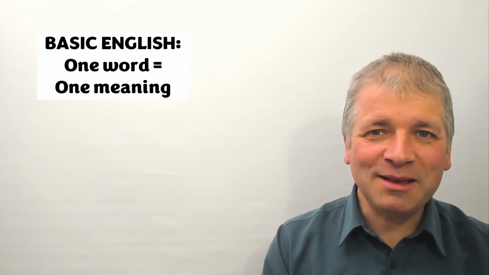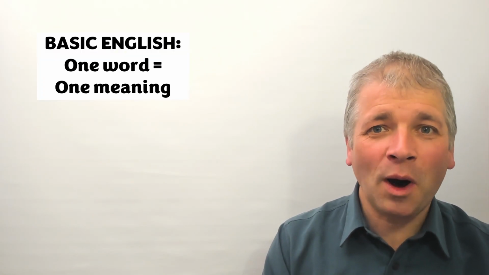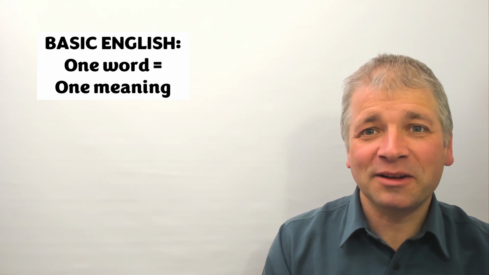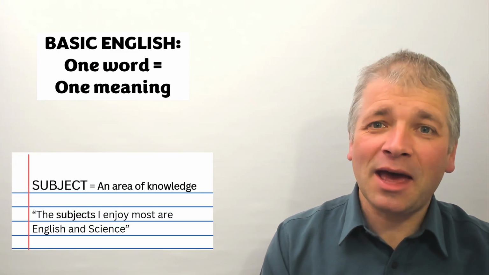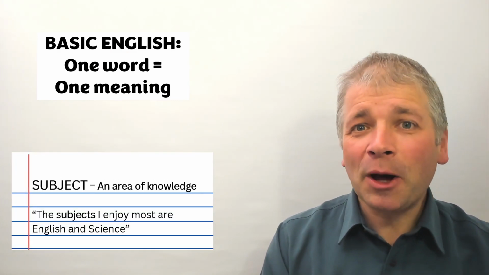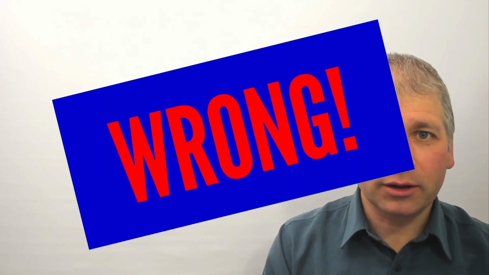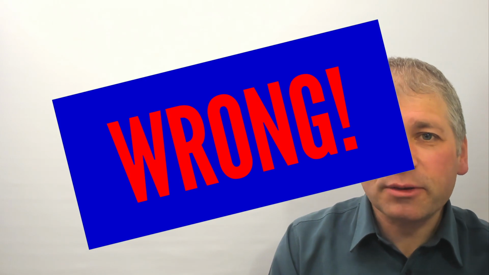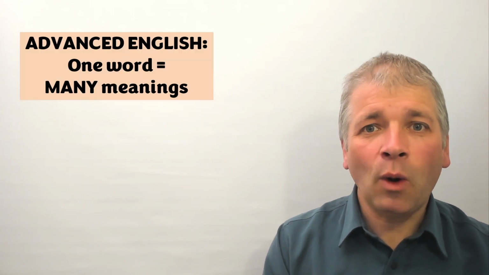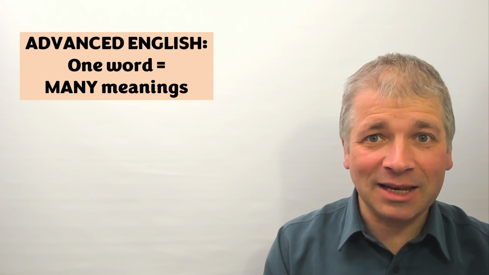When you learn basic English, one word has one meaning. For example, the word subject means an area of knowledge. But with advanced English, this is wrong. Why? Because in advanced English, one word can have many meanings.